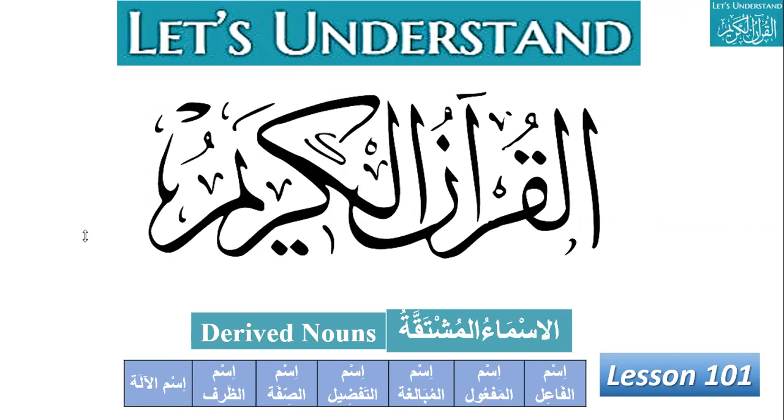What was the starting? Ismu tafdeel, superlative, bigger, and comparison, bigger than. When we start with al, then it is the most. And what else did we learn? Ismu mubalagha, the intensive case, like kuffar. And the third derived noun, Ismu Sifa.